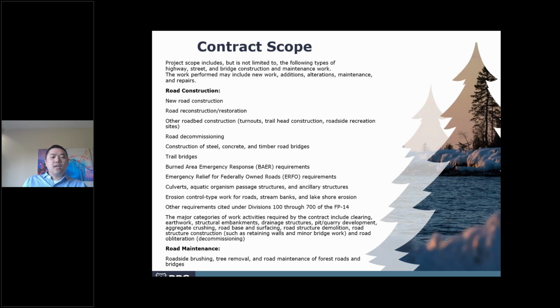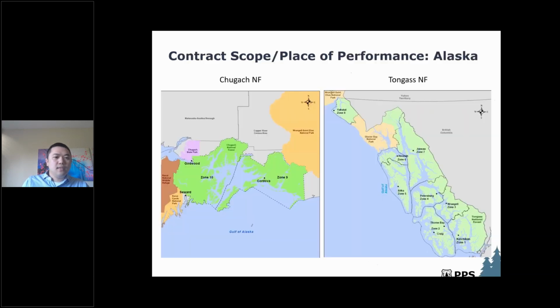Okay, so contract scope. I'm not going to read the whole thing, but it's not limited to, but it includes all these things. It's highway, street, and bridge construction and maintenance. It includes new work, additions, alterations, maintenance and repairs of roads. So there's some construction and services here. There's aquatic organism passageways as well.